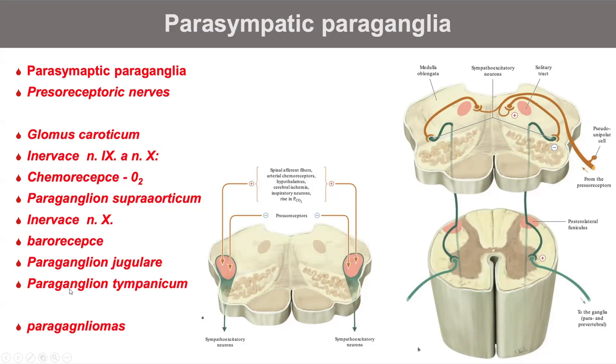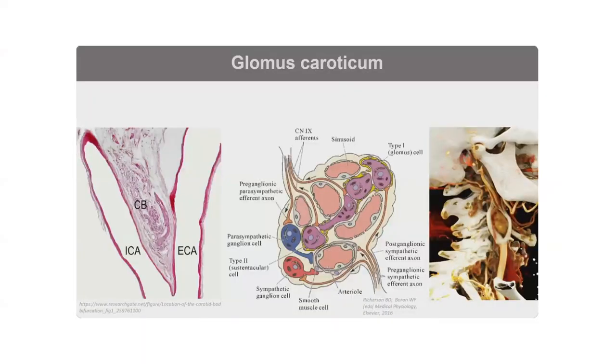We said that there is one in the ear, in the middle ear, the paraganglia tympanicum, and other parts of the body. And this connection we are going to discuss in the central nervous system. And the Zuckerkandl paraganglion is classified as a sympathetic paraganglion, and it's located in the lumbar aortic region. And also we have other parts of the sympathetic system. And here, why is it important?